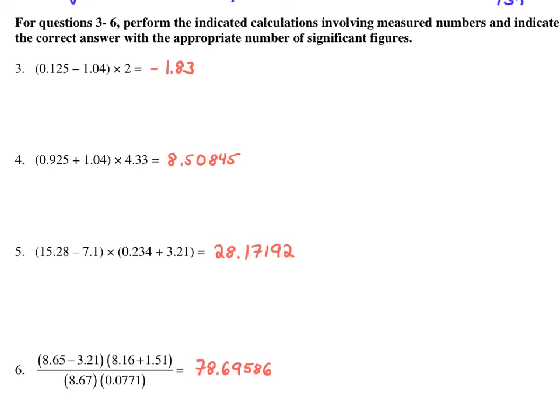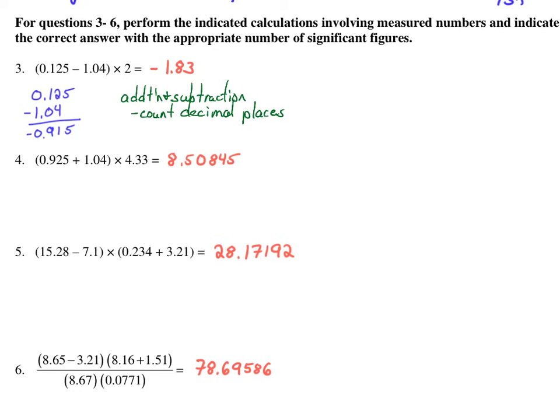Here in question 3, we're going to have to determine the value of this number first and then multiply it by 2. It's the meaning of the parentheses. When we're doing addition and subtraction, we want to count decimal places. So we see we have 3 decimal places here. This goes out to the thousandths place. This one only has 2 decimal places, or it goes out to the hundredths place. So our answer for this intermediate value would only be allowed to have 2 decimal places.